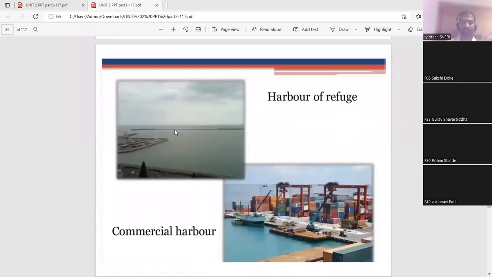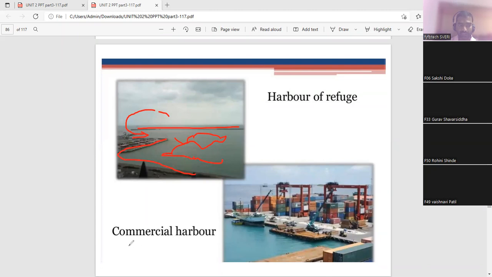See here, this is the harbor of refuge. I will draw it. Here there is a harbor and here there is a protected area. All your ships will come here and take shelter. It is a harbor of refuge. During an emergency, all the ships will come and take shelter.